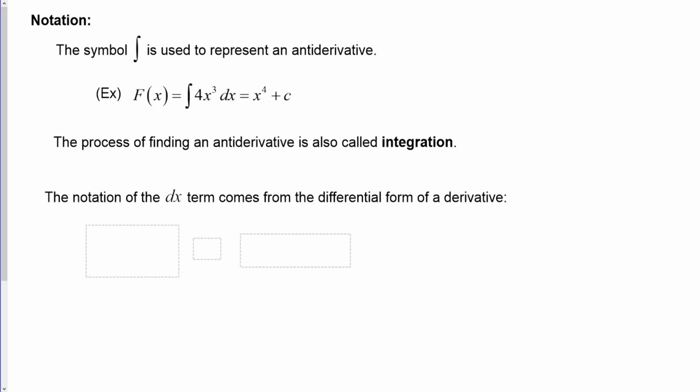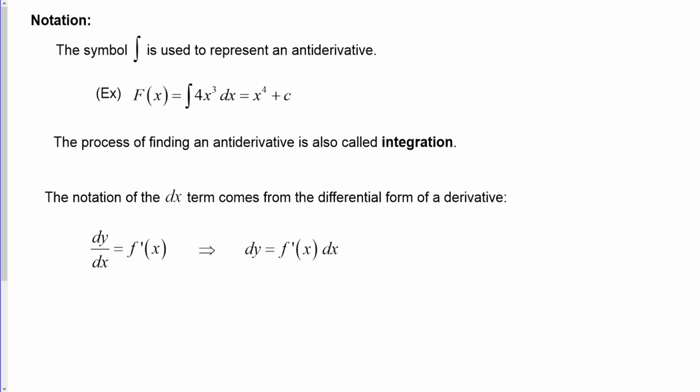Also note the notation of the dx term. Where that comes from is the differential form of a derivative. For instance, if you have dy dx equals f prime of x, then what that implies is dy is equal to f prime of x times dx. That's the differential form of that derivative.